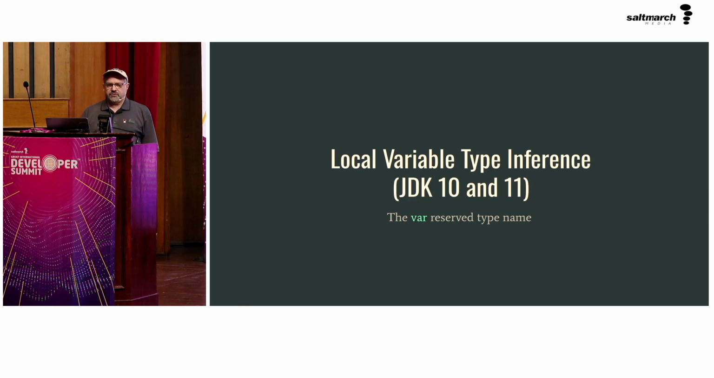So what is it? It's the var reserved type name. Now, picking the word var was kind of risky because, of course, all variables in JavaScript are var. And people went, wait a minute, is Java doing dynamic typing now? I mean, is it all determined at runtime? And the answer is no, it's compile time.